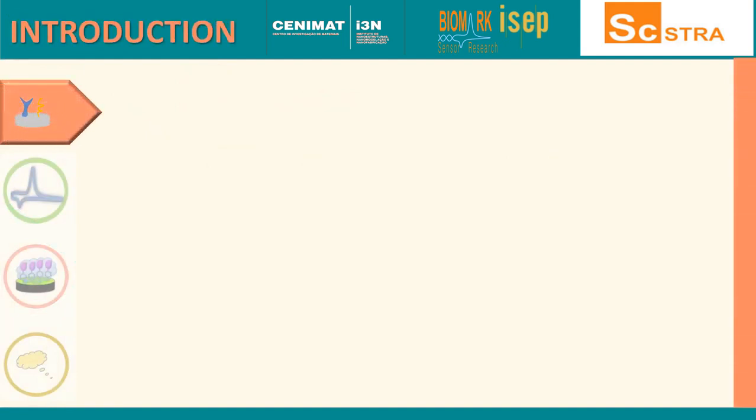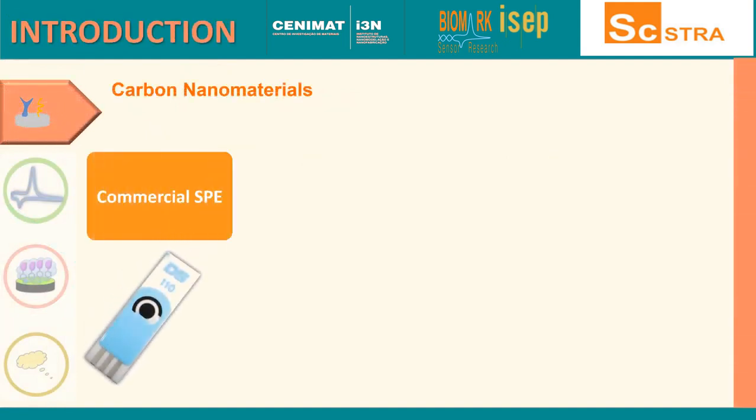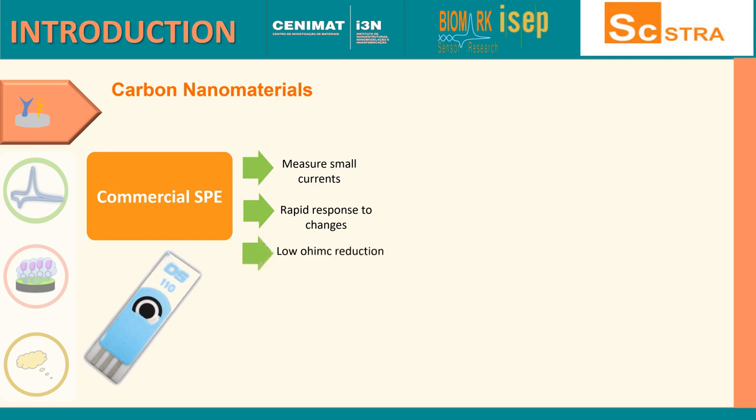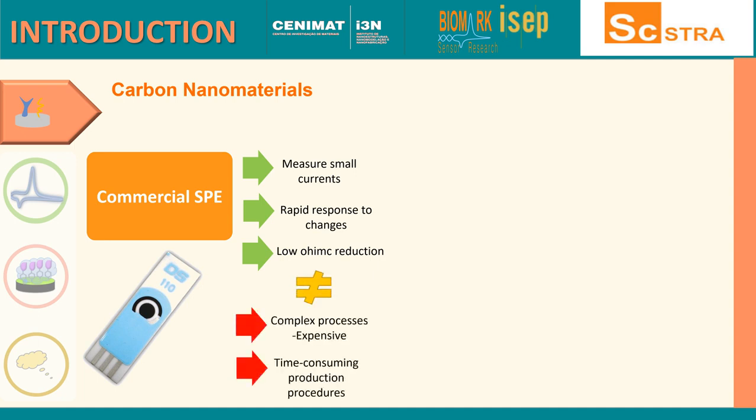Commercial screen-printed electrodes have many analytical advantages, such as the ability to measure small currents, rapid response to changes in applied potential, and low ohmic drop. However, sometimes these devices require a complex process, rendering expensive and time-consuming production procedures.